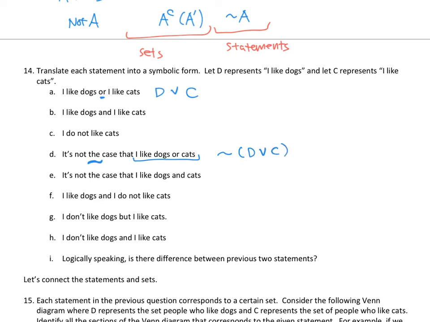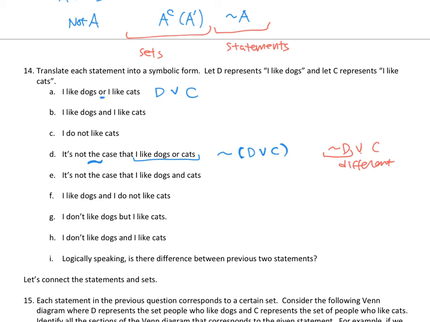Not to be confused with this one, or C, right? This means I don't like dogs or I like cats. So here I like cats. The original statement is, it's not the case that I like dogs or cats. So this person doesn't like anything, right? So this is different. That's why I have to put the little parentheses around, to make sure it's not the case that I like dogs or cats.